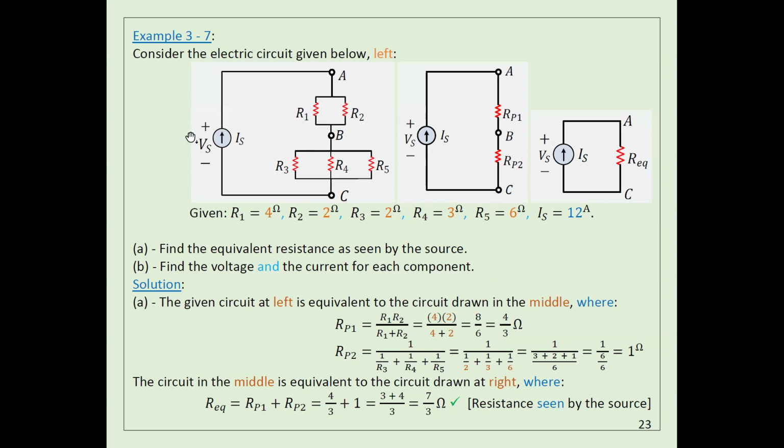Let me ask you a question. What is VS? What if I want to calculate VS, the voltage on this current source? The voltage here is actually the voltage between point A and C, because this is point A and this is point C. It's the same point. There is no resistance here.